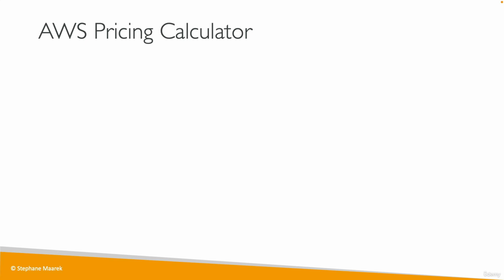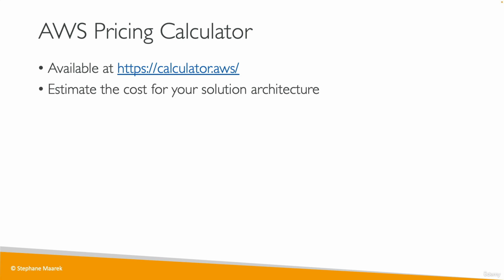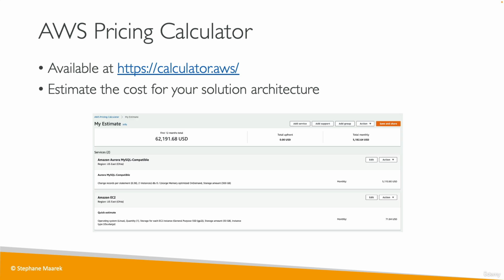So let's talk about the AWS Pricing Calculator to estimate cost in the cloud. It is available at this URL, and we'll have a visit in a second. It allows you to estimate the cost for your designated solution architecture. The UI looks like this. You will know exactly how much this will cost you, for example, in a year.